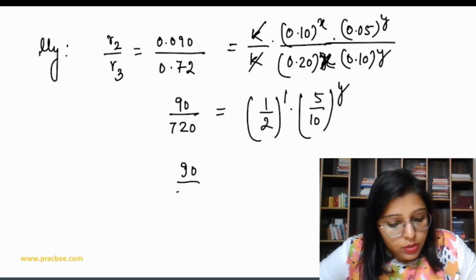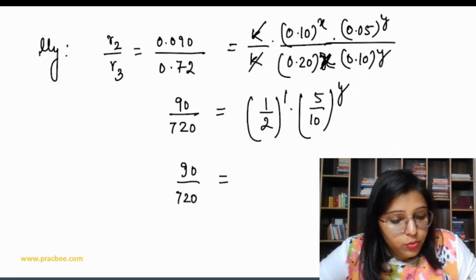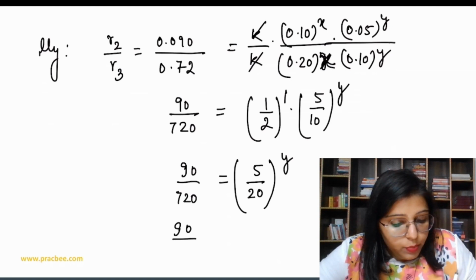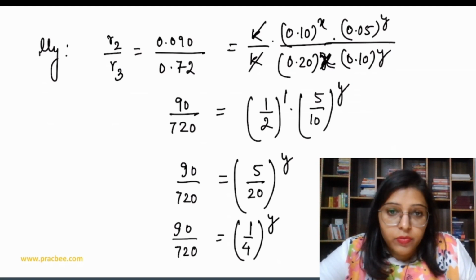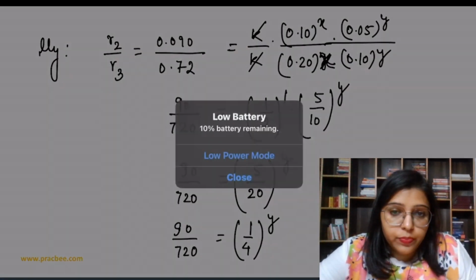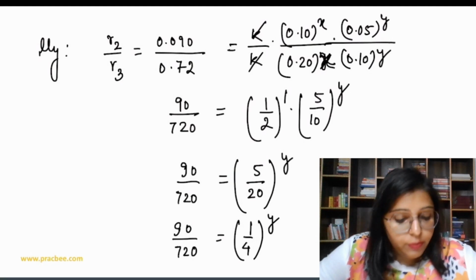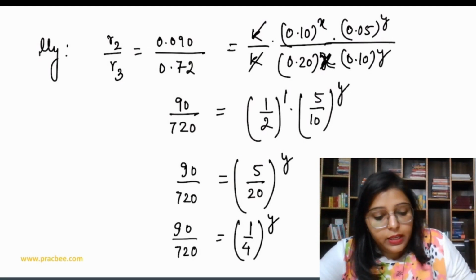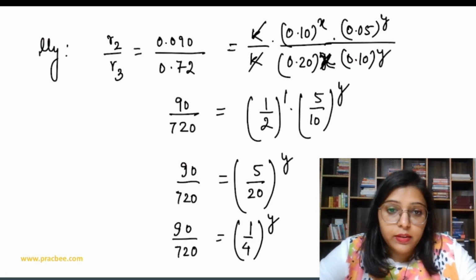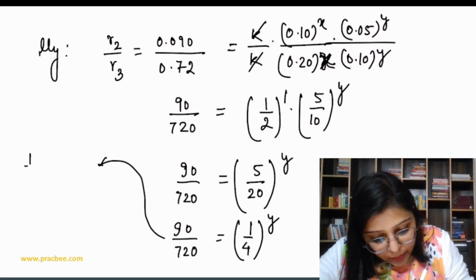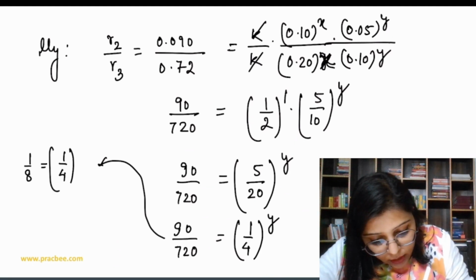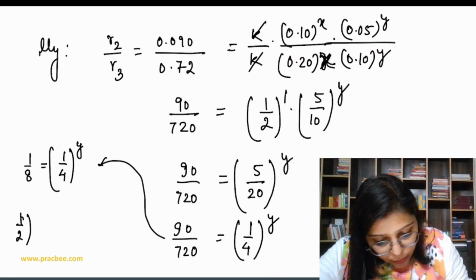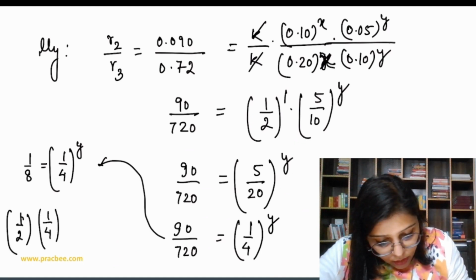ठीक है? So 90 upon 720 is equal to 5 by 20 y, or 90 upon 720 is equal to 1 by 4 y. ठीक है? Clear? So if you solve this, what do you get? 90 upon 720 ko what we can write? We can write this as 1 by 8 is equal to 1 by 4y. Now how to solve this? We can say 1 by 2 and that is 1 by 4.